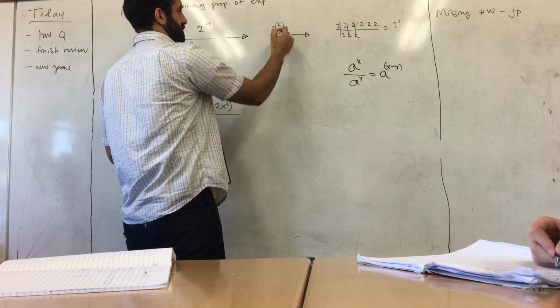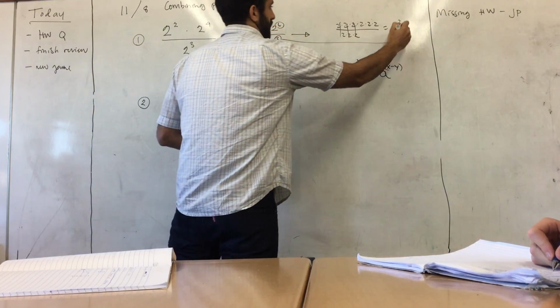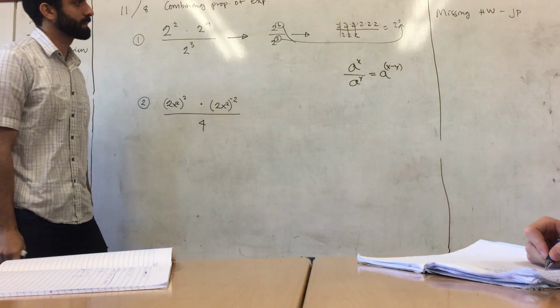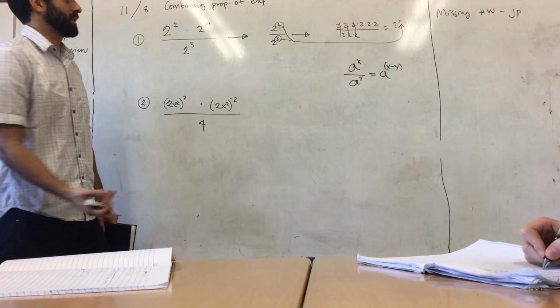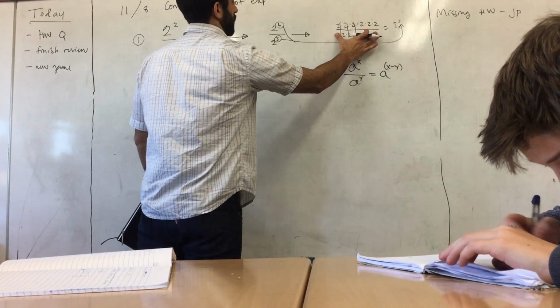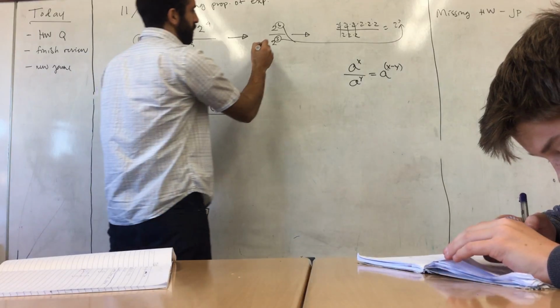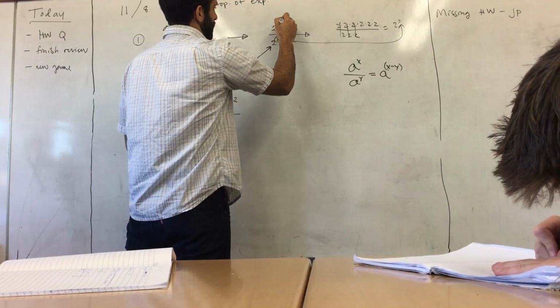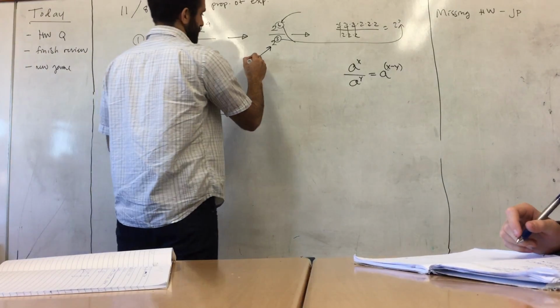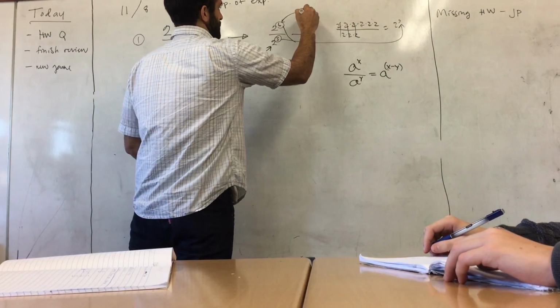Right here, 6 minus 3 is equal to 3. That's a lot faster. Okay? It's a shortcut, but you need to understand why that shortcut exists. By the way, what's this called? And what's this called? That's the base and the index. This is the base, and this is the index.